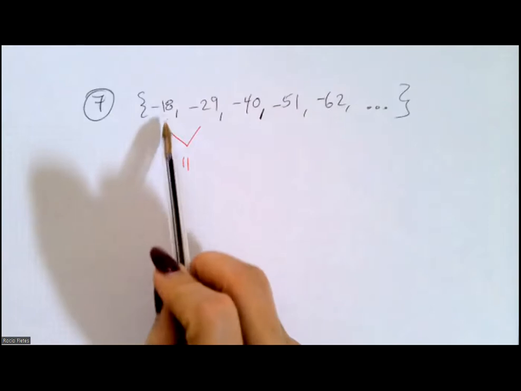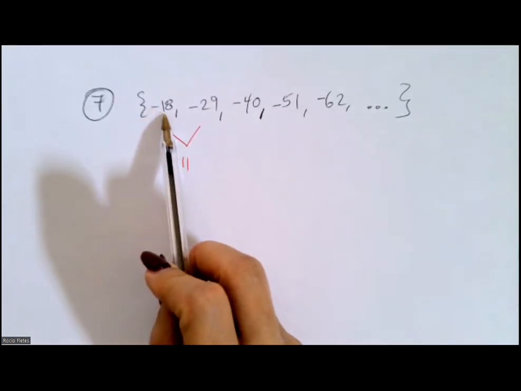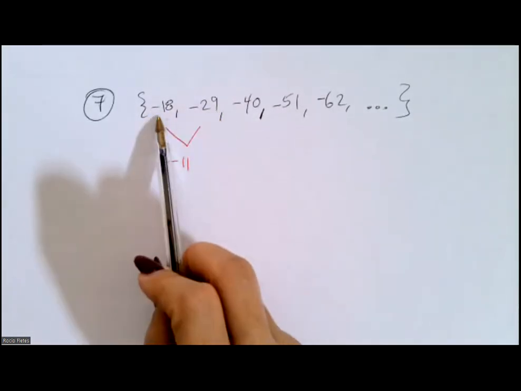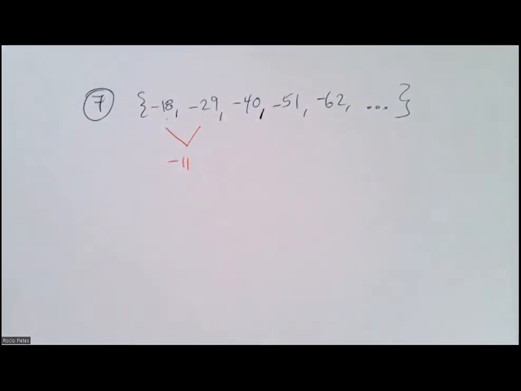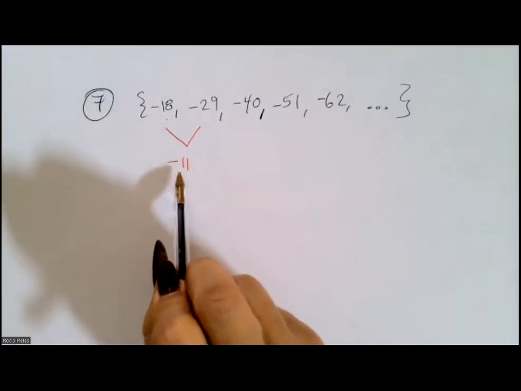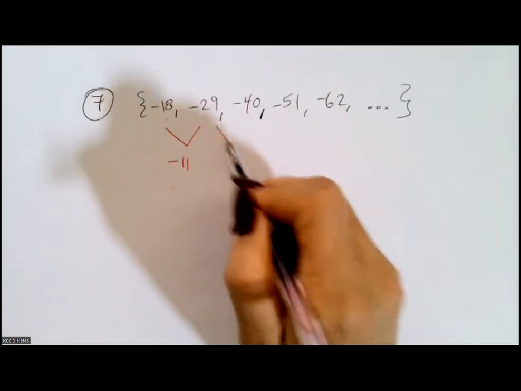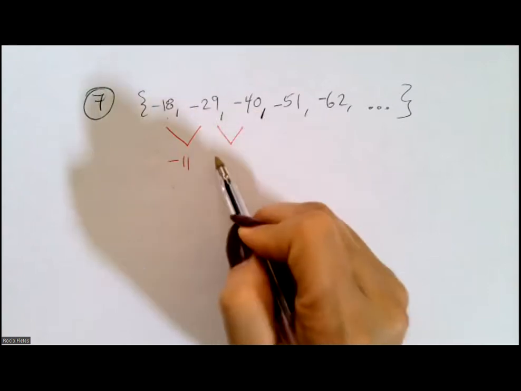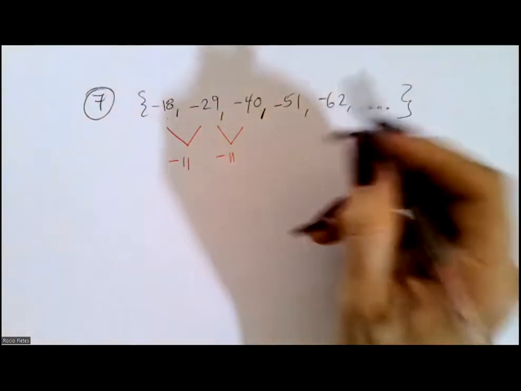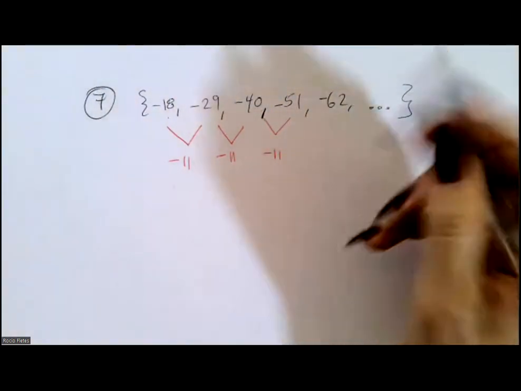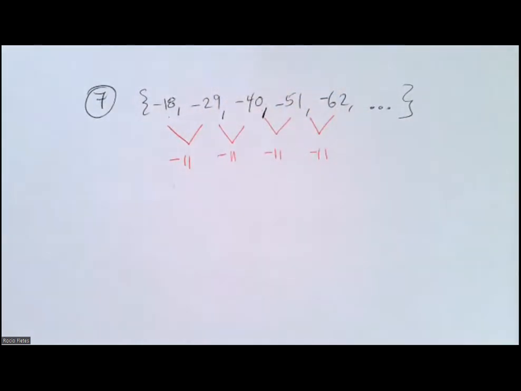So how many units apart are negative 29 and negative 18? The same as 18 and 29. But of course, we're in the negative, so I have to write negative 11. And you see that the same thing is true for negative 29 and negative 40, negative 11, and from here to here also, and so on. So they're negative 11 units apart.